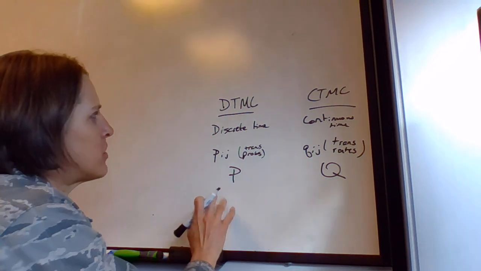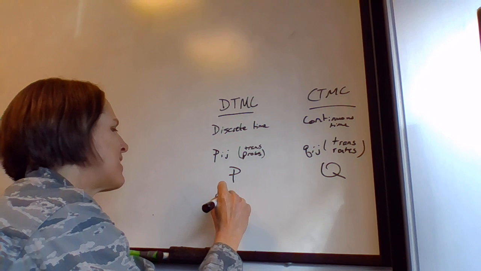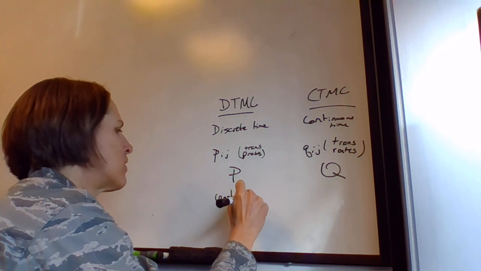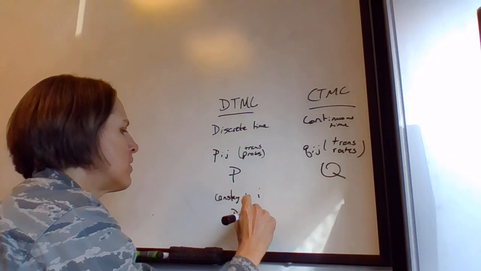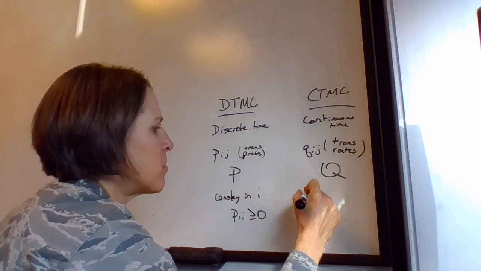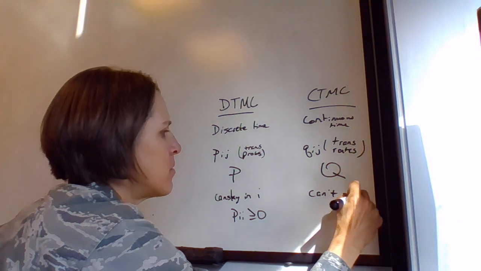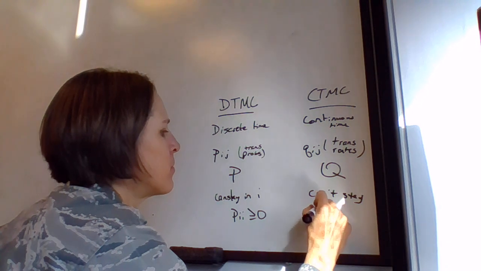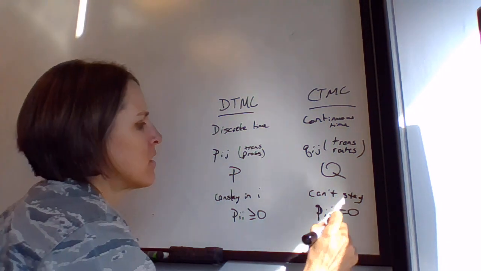And with a discrete time Markov chain, you can stay in the same state. So Pii can be greater than 0, whereas in the continuous time Markov chain, you cannot stay in the same state. So the probability you stay in state i is going to be 0.